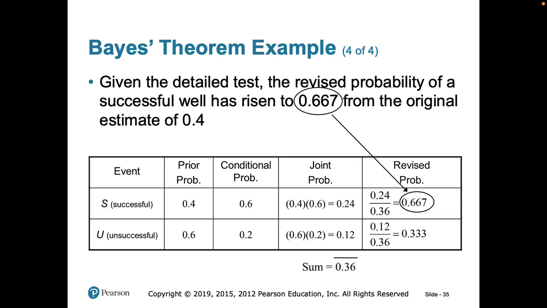Here it is: given the detailed test, the revised probability of a successful well has risen from 40%, which is what we had at the beginning, to 66.7%. We can see that data here: the prior probability, the conditional probability, then your joint probability of 0.24, and 0.12, and then you have your revised probability.